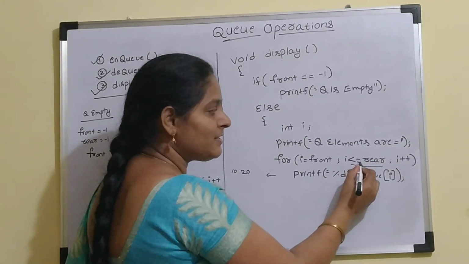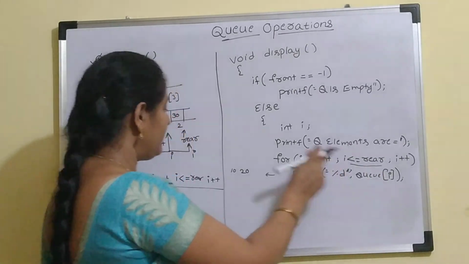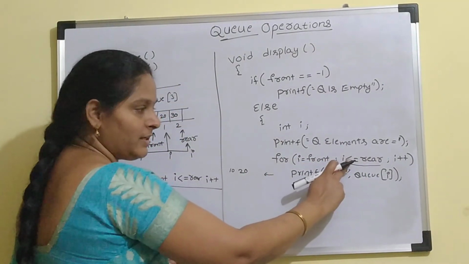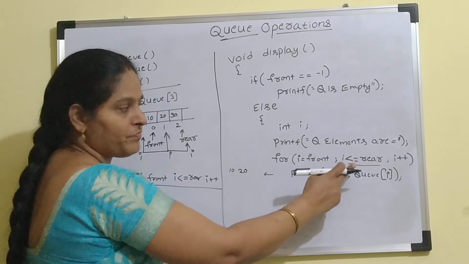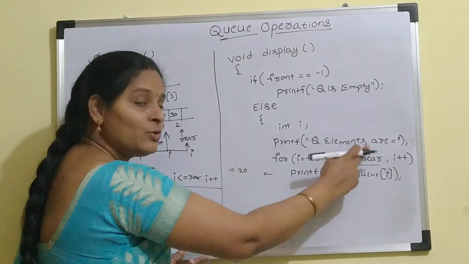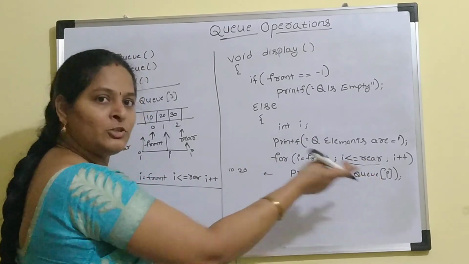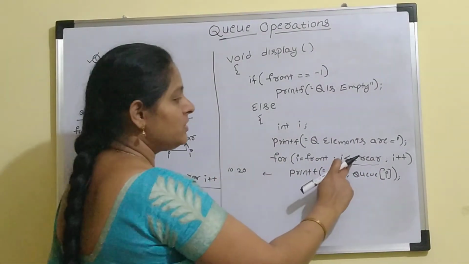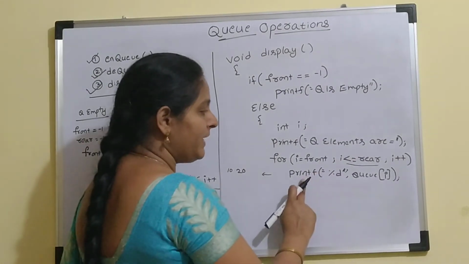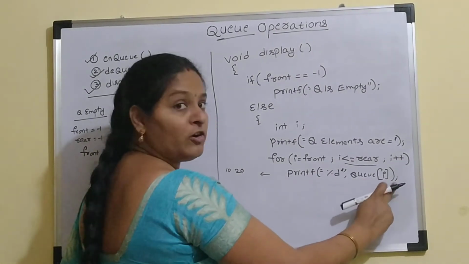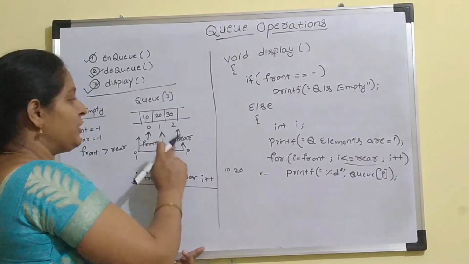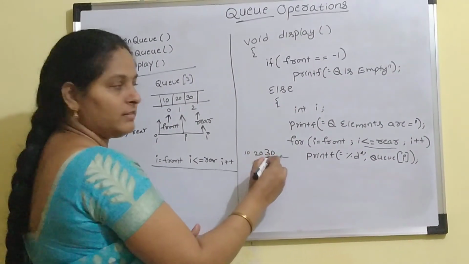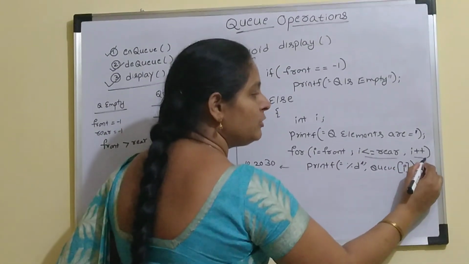Now check whether I is less than or equal to rear or not. Here the I value is 2, so it is not less than rear, but the I value is equal to 2. If the I value is equal to rear also, print that value, then move. So this condition is satisfied again. printf q[i]. What is q[i]? q[2] is 30. So print 30. After printing 30, again increment the I value by 1.